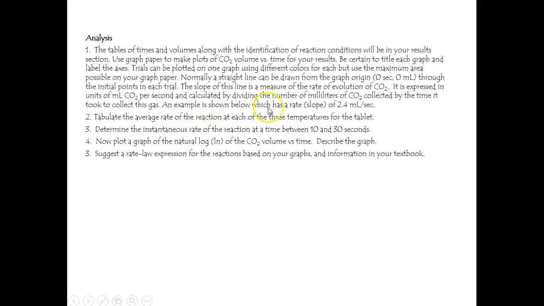An example is shown below, which has a rate of slope of 2.4 milliliters per second. Unfortunately, we did not include that graph. Tabulate the average rate of the reaction at each of the 3 temperatures for the tablet. These are your results. Please determine the instantaneous rate of the reaction at a time between 10 and 30 seconds. And now plot a graph of the natural log, that's ln, of the carbon dioxide volume versus time, and describe that graph. Finally, suggest a rate law expression for the reactions based on your graphs and information in your textbook.